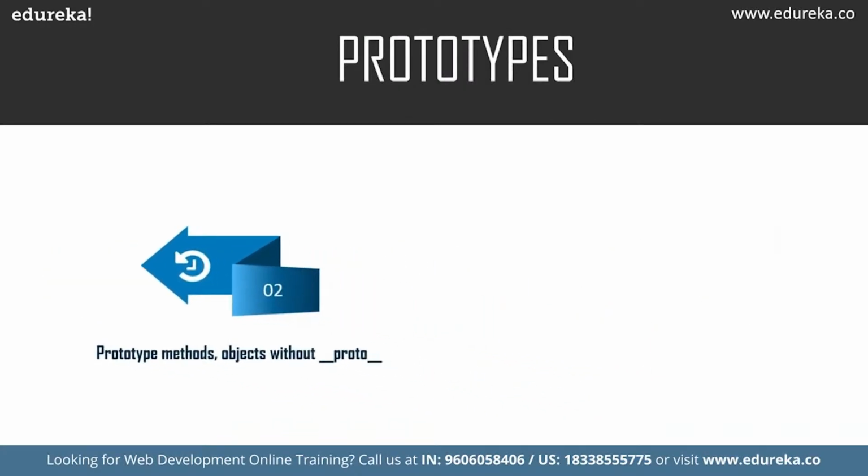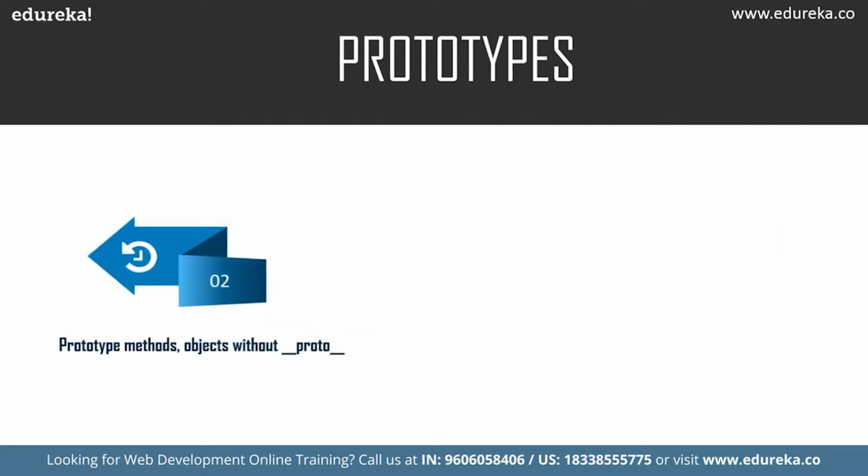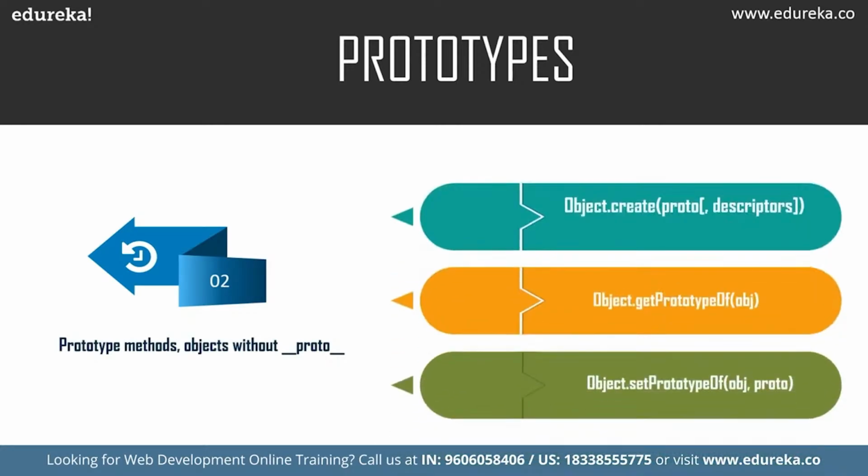Now the next one is the prototype methods, objects without __proto__. So in prototypal inheritance, we used the __proto__, but this is an outdated method now. So here we will have a look at the modern methods to set up a prototype. So the first one is Object.create(proto, descriptors). It creates an empty object with given proto as prototype and optional property descriptors.